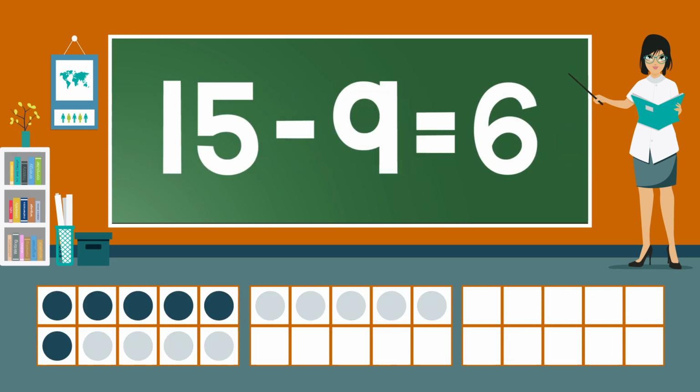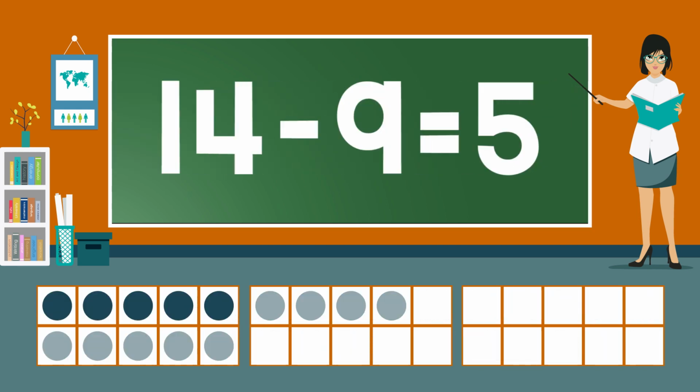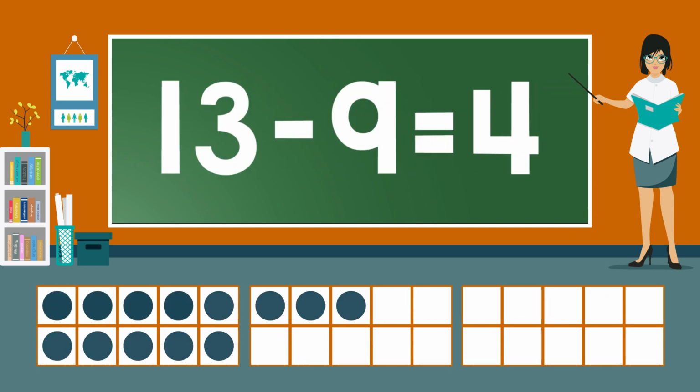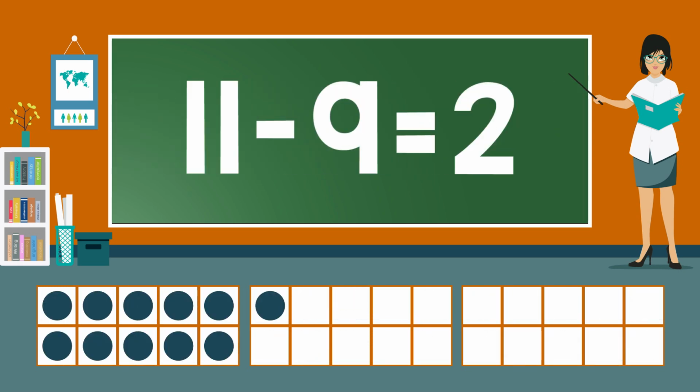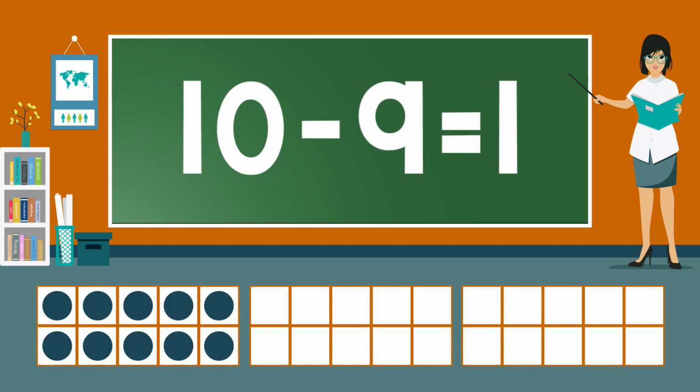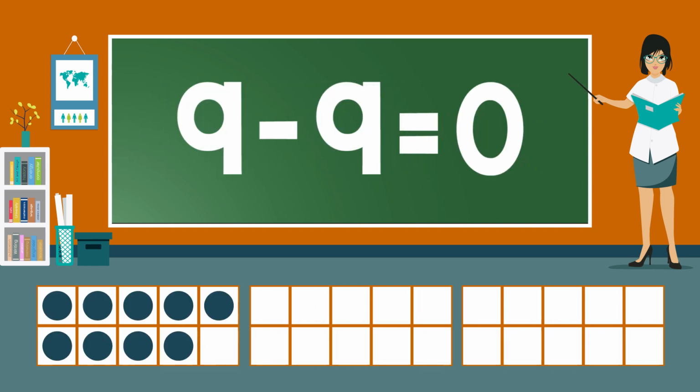15 minus 9 equals 6. 14 minus 9 equals 5. 13 minus 9 equals 4. 12 minus 9 equals 3. 11 minus 9 equals 2. 10 minus 9 equals 1. 9 minus 9 equals 0.